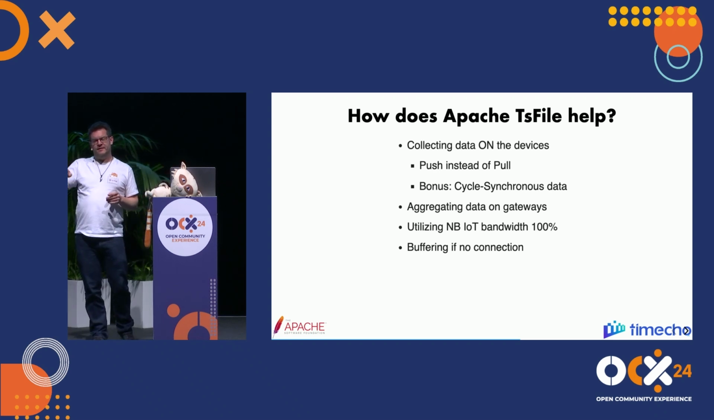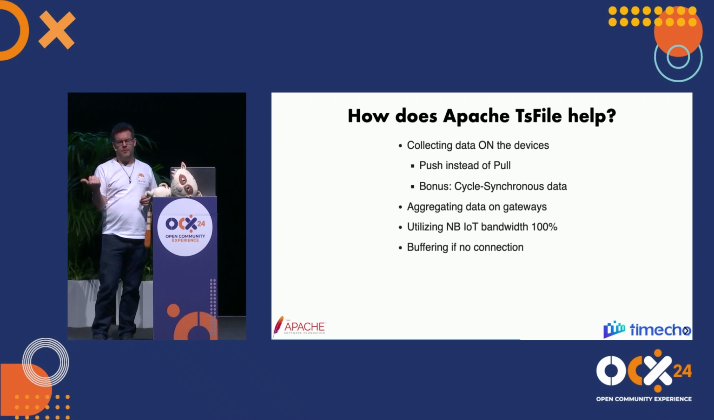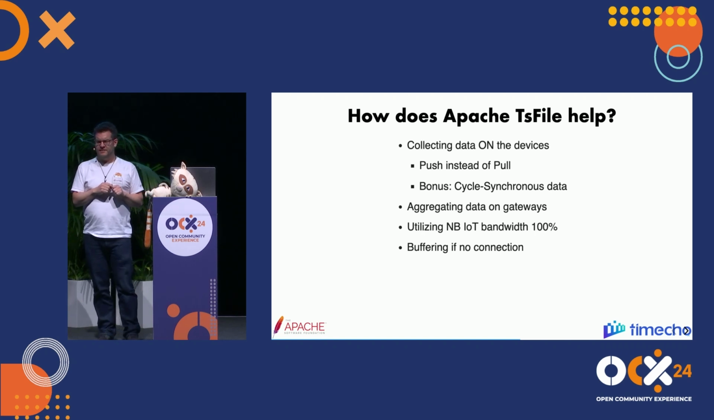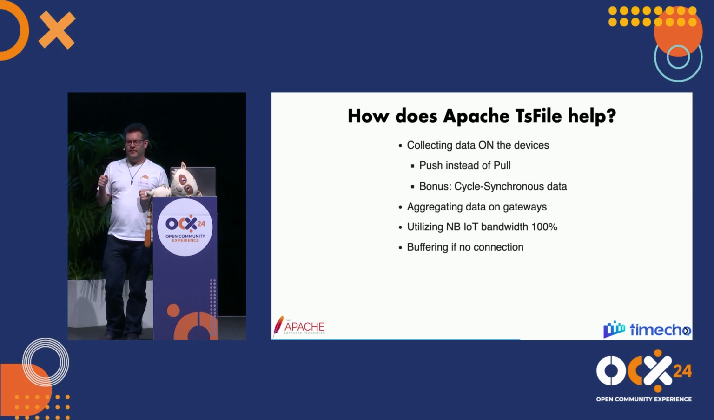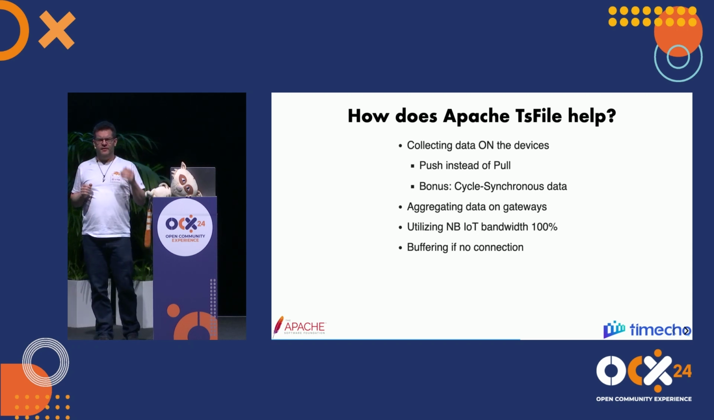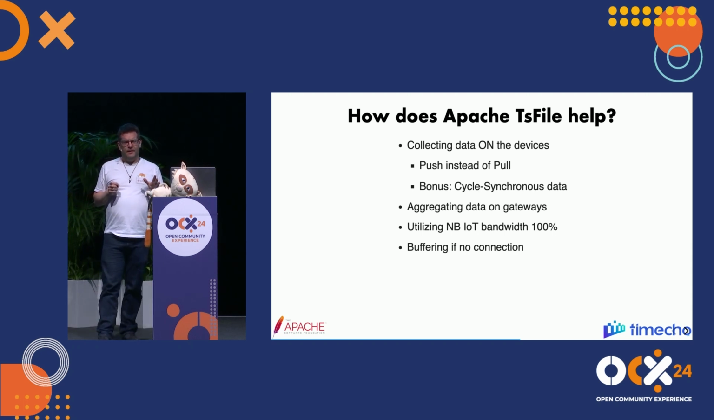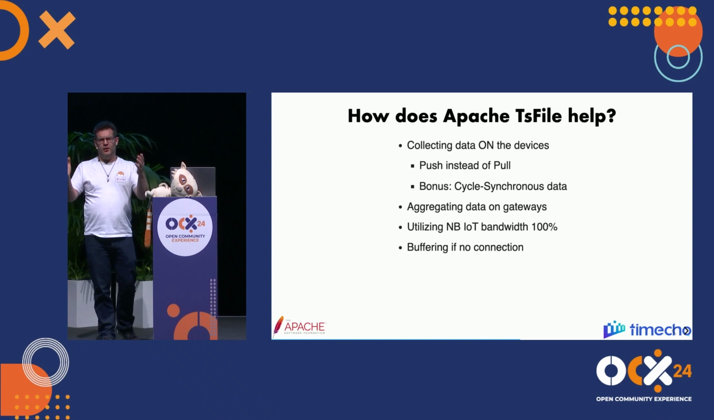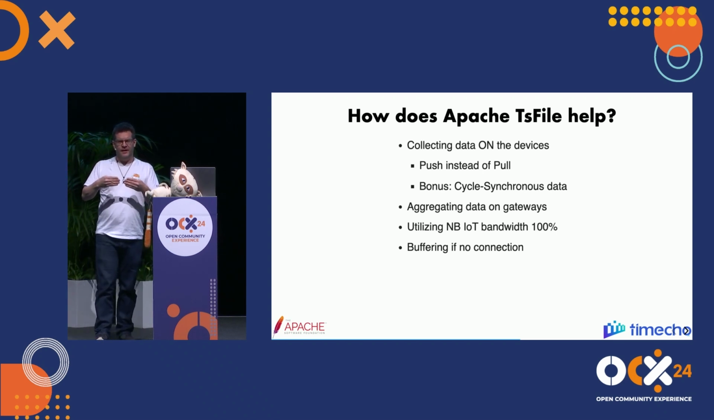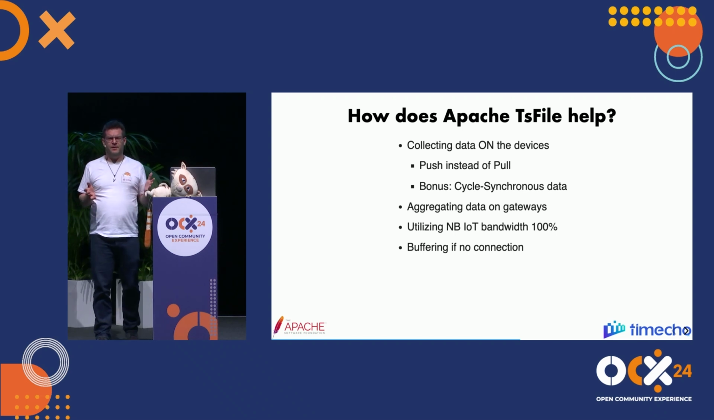By starting to write the data on the device, we can switch from a pull to a push, which drastically reduces the traffic and the load on all of the systems involved. And you even get a bonus: cycle synchronous data. For those of you in the audience who don't know what that is: if I read 1,000 data points from a PLC, one would assume that all of these data points come from the same time of execution that I sent the request. But that's not how PLCs work.